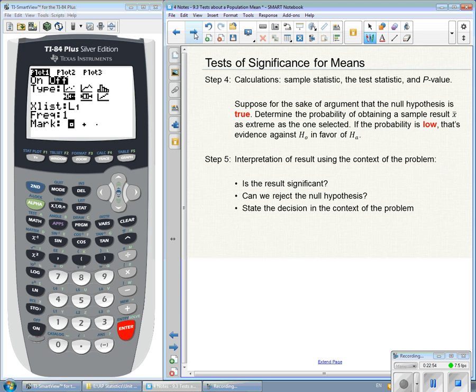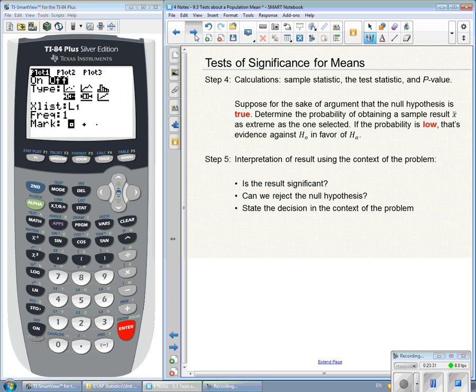Step 4 and step 5. Step 4 just goes about the calculations. For the sake of argument, we assume that the null hypothesis is true, and then we determine the probability of attaining the sample result x bar, figuring out what's the likelihood that it is as extreme as it is, given that the null hypothesis is true. If it's really, really unusual, then that gives me evidence to reject the claim. So if p is low, we reject the H0. And then finally, when you're interpreting your result, same as before, there are 3 questions you want to answer. Is the result significant? Can we reject the null hypothesis? And then explain what all that means in the context of the problem.